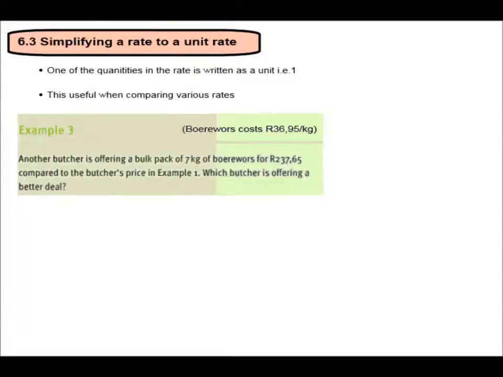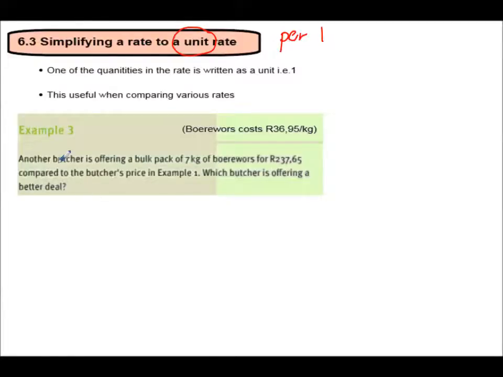Simplifying a rate to a unit rate. Remember, unit means per 1. Why would we need this? Well, let's have a look here. One of the quantities in the rate is written as a unit, i.e. 1. It is useful when comparing various rates.